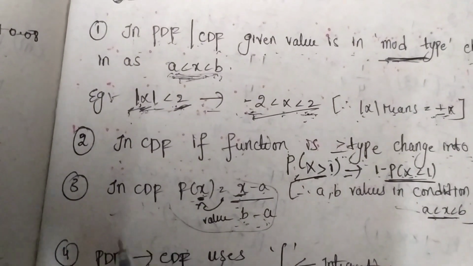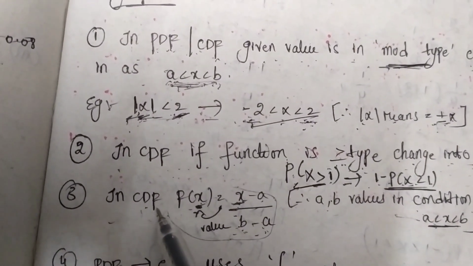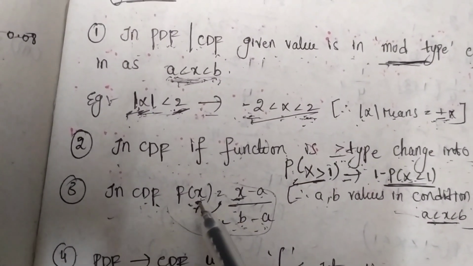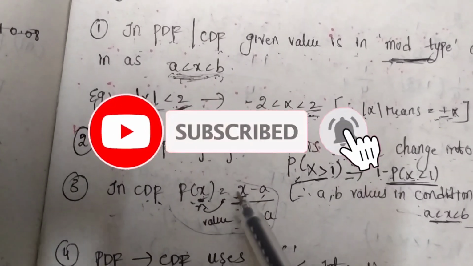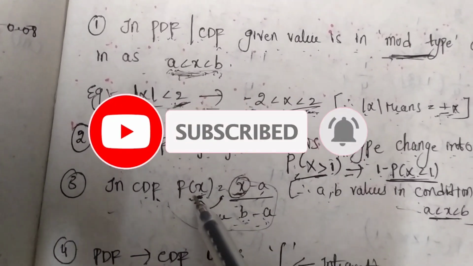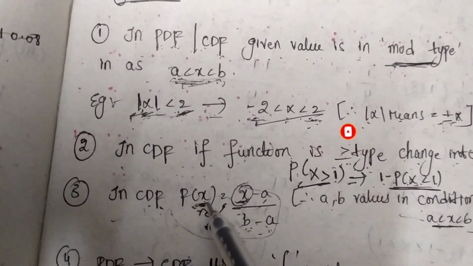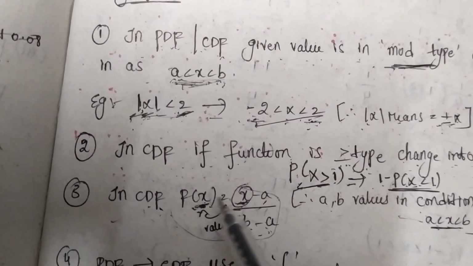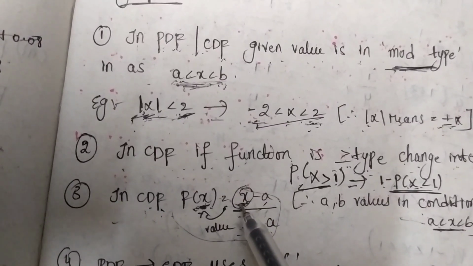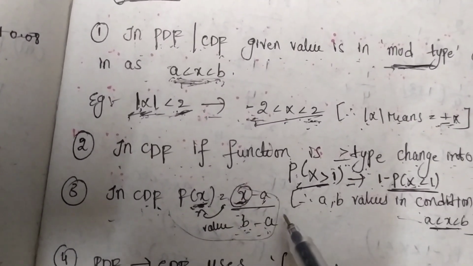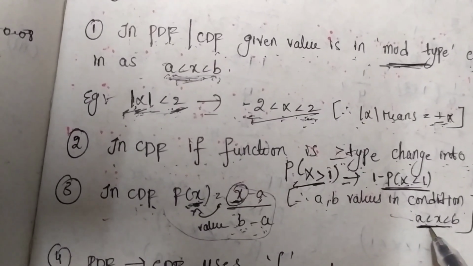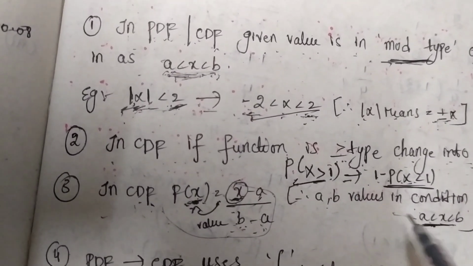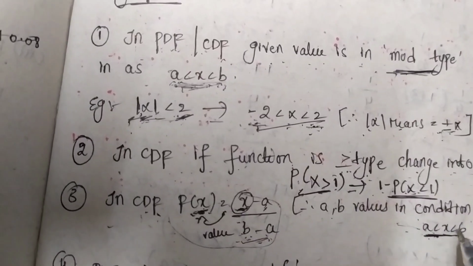The third key point is, in the cumulative density function, capital F of x equals x minus a by b minus a. Here the given x value is substituted in the place of x, and the a, b values are substituted from the given condition values.